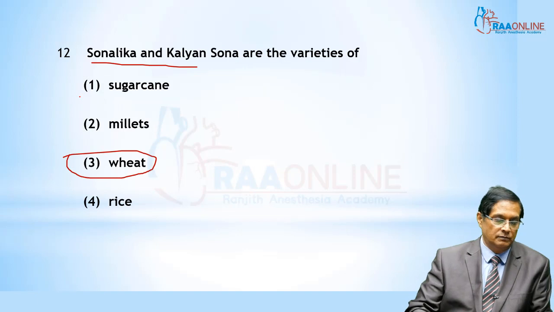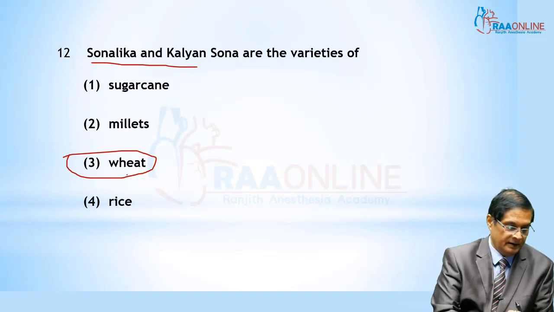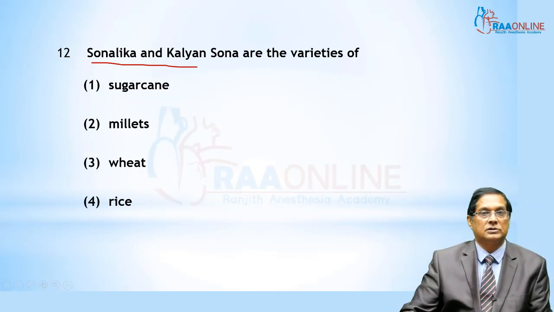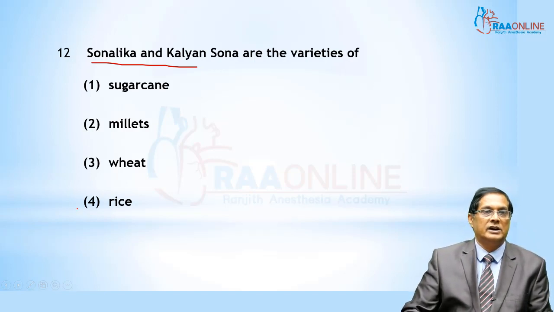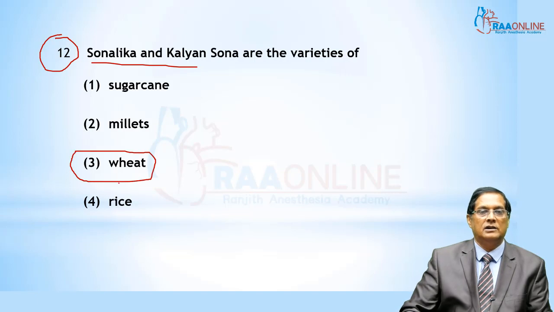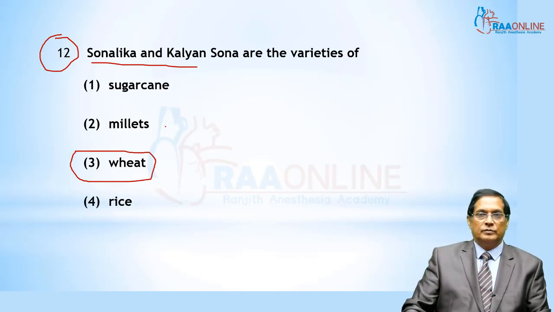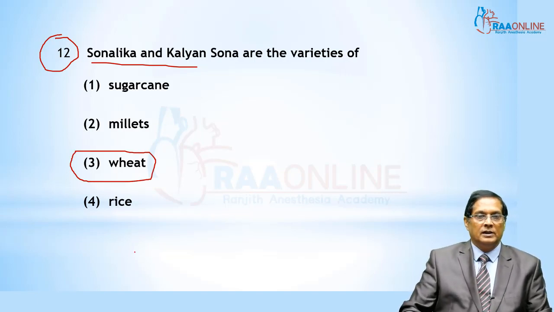Come to question number 12. Sonalika and Kalyan Sona are related to varieties, and these are improved varieties of wheat. For rice, there are a number of varieties like Jaya and Ratna, and the IR series is for rice.